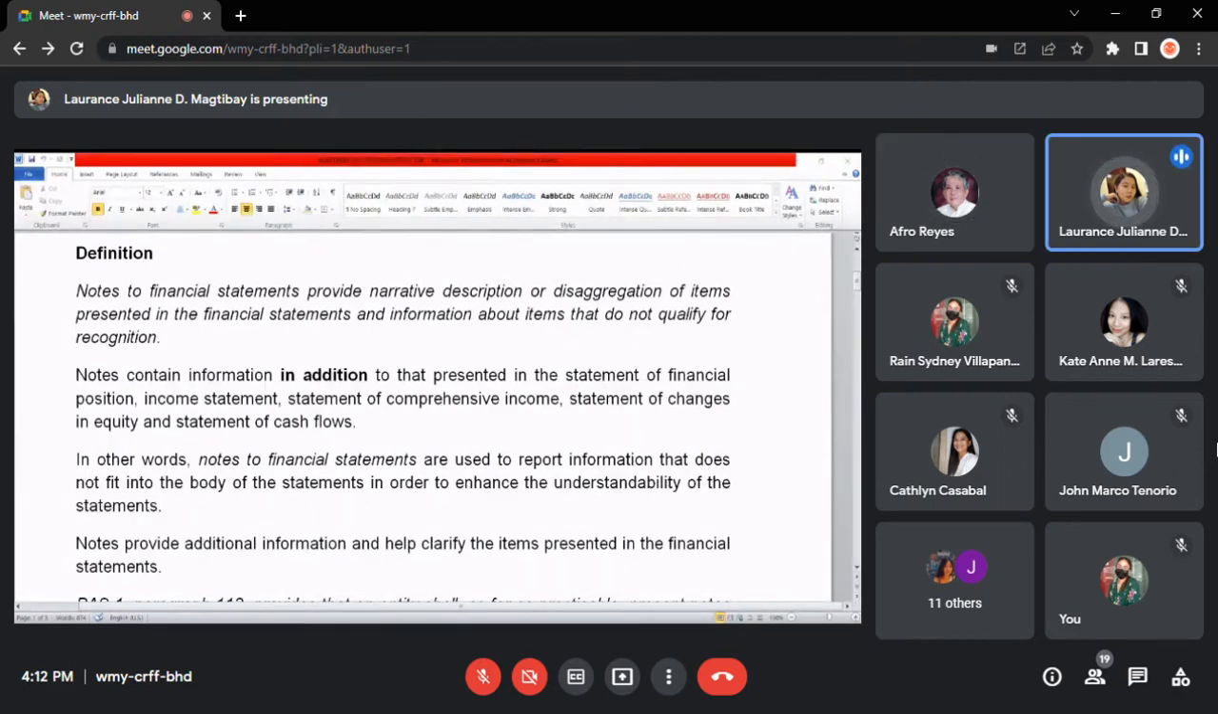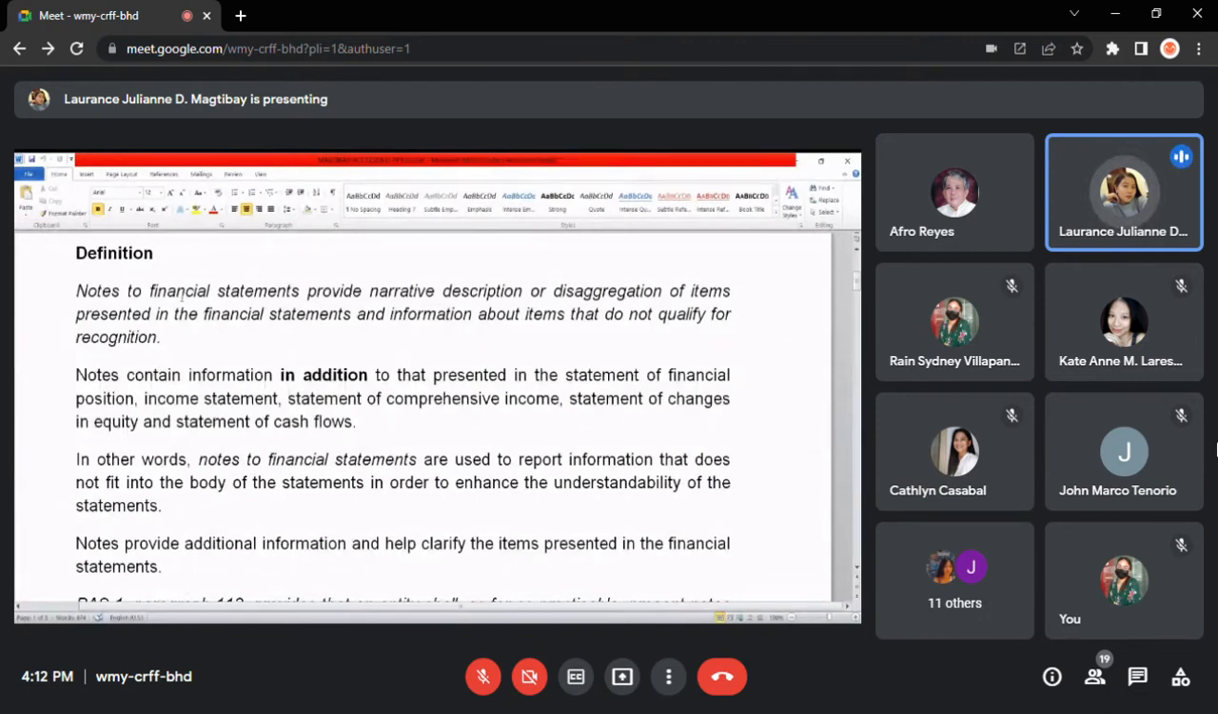Good afternoon, everyone. I'm Lorenz Marquida, and I'm going to discuss all about the notes to financial statements. So first, definition: notes to financial statements provide narrative description or disaggregation of items presented in the financial statements and information about items that do not qualify for recognition.